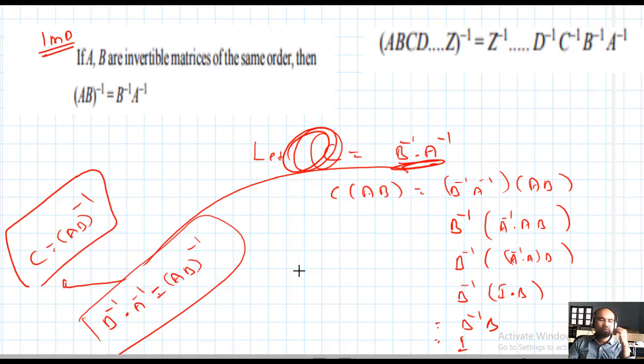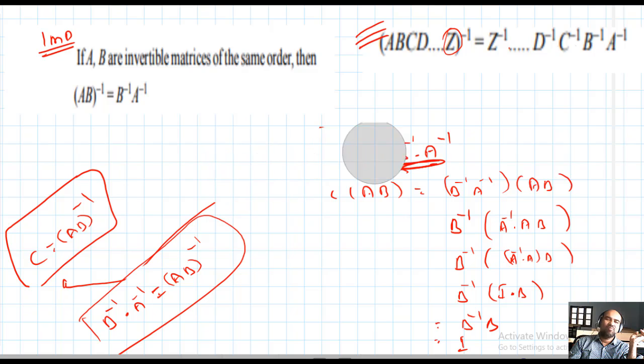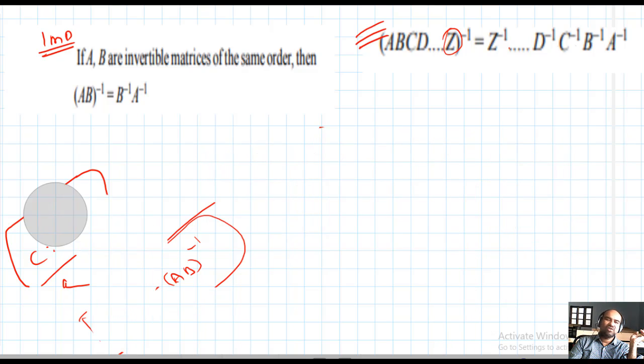Important: AB whole inverse equals B inverse into A inverse. Similarly, you can extend this. A, B, C, D, and so on up to Z whole inverse equals Z inverse into the next one and so on, D inverse into C inverse into B inverse into A inverse. So this is one of the important properties.